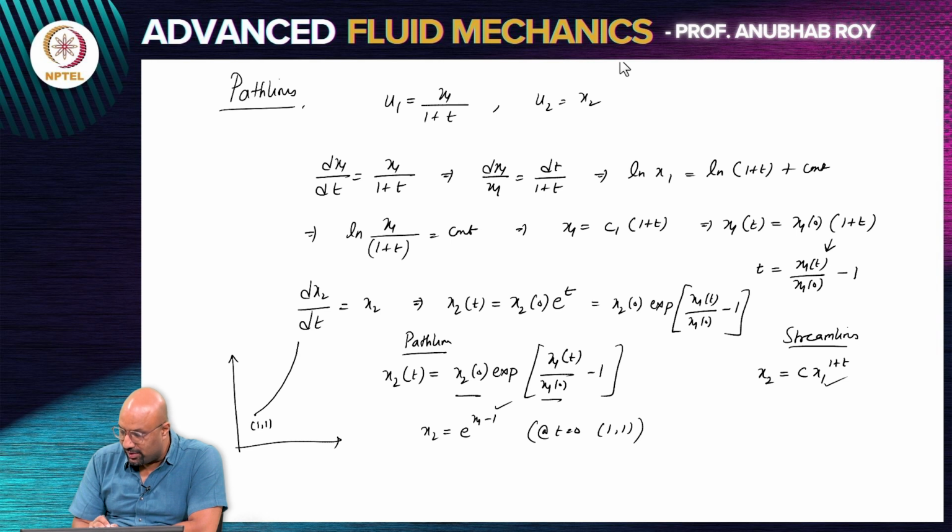Whereas if you ask what the streamline looks like for a fluid particle that is at 1, 1, draw the streamlines passing through the point 1, 1 at different instants of time. Let's just do one thing, make sure that we don't mix them up. So this is a path line that I have, which is x2 is equal to e to the power x1 minus 1. So that's my path line.